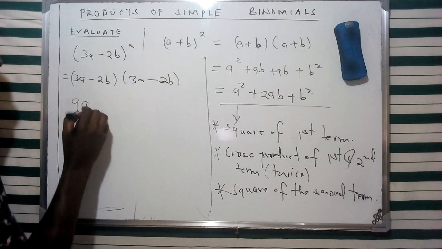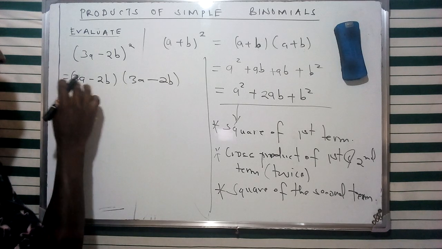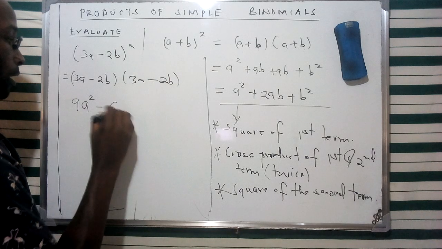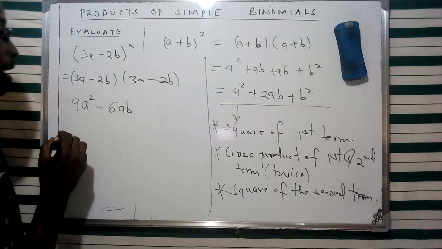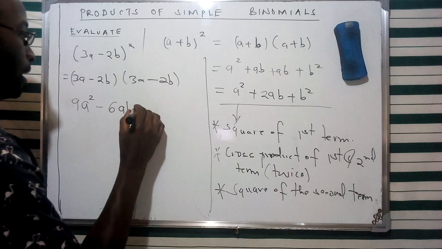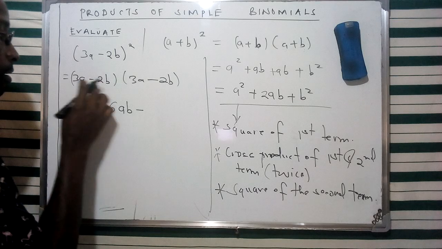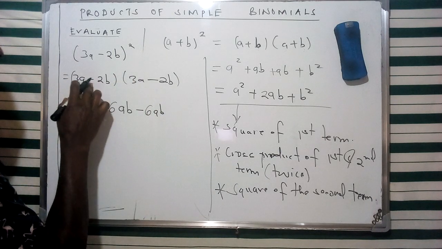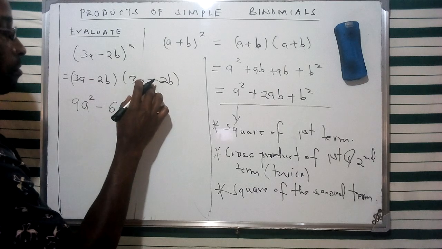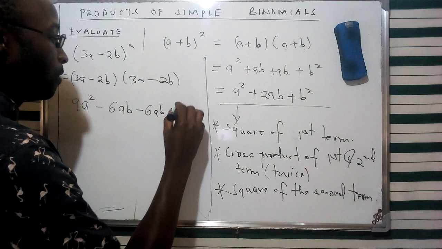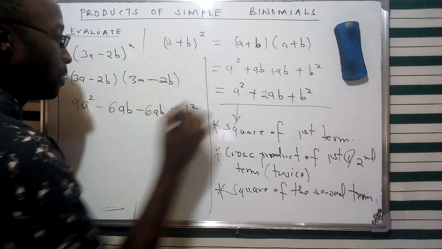squared. Sorry for that, 9a squared. And then this is 3a times negative 2b. This is going to be negative 6ab. And then this is negative 2b times 3a, so this is going to be still minus 6ab. And then minus 2b times minus 2b. This is going to be a positive 4b squared.